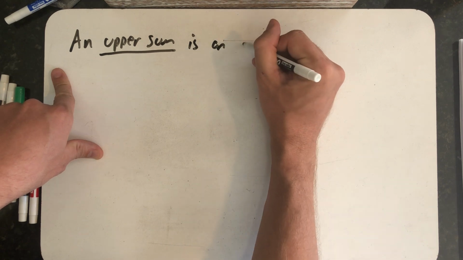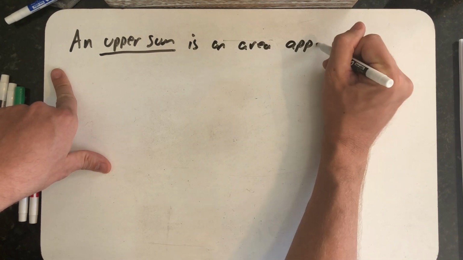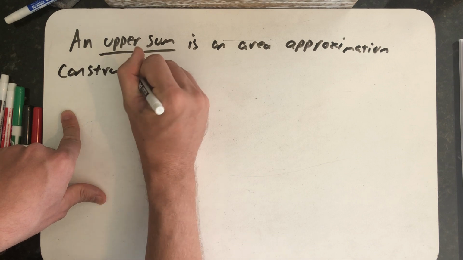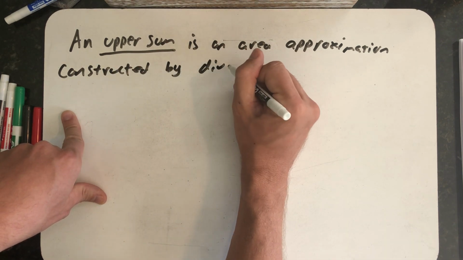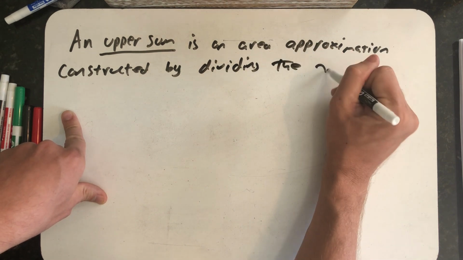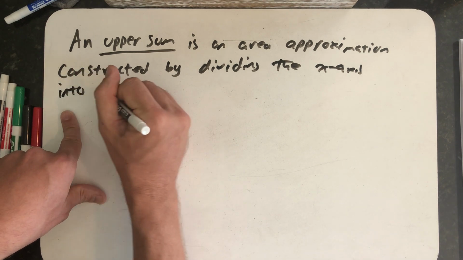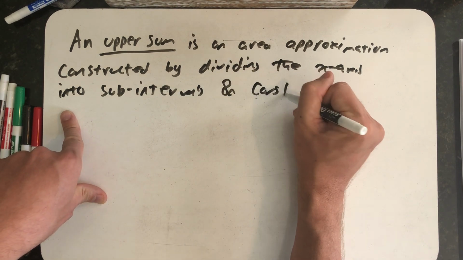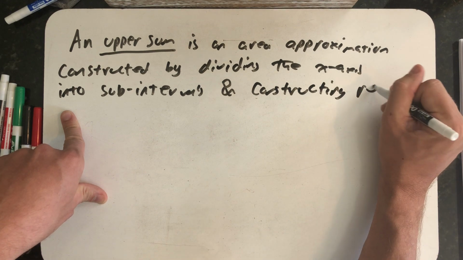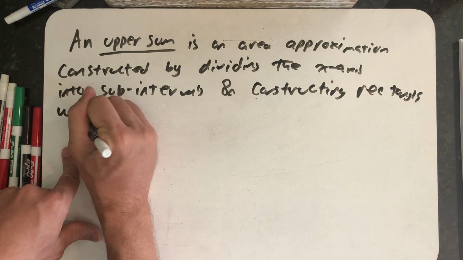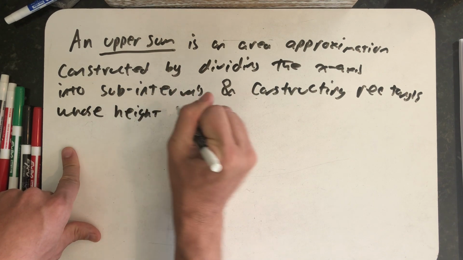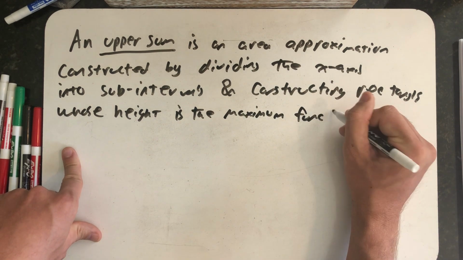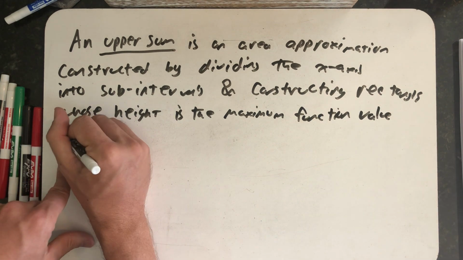An upper sum is an area approximation constructed by dividing the x-axis into subintervals and constructing rectangles whose height is the maximum function value on that subinterval.